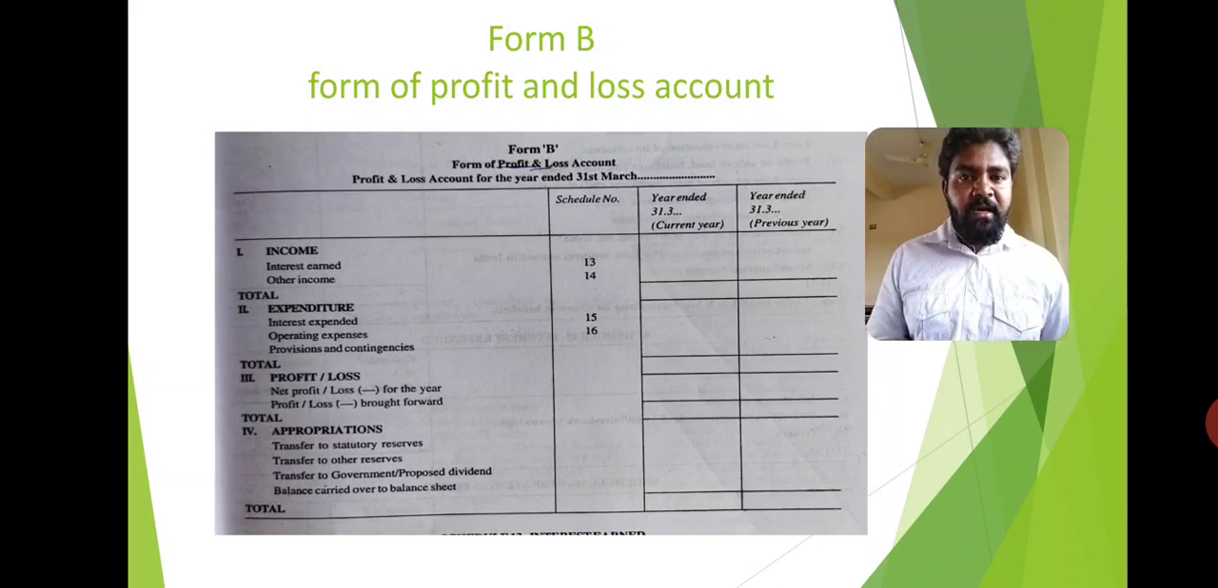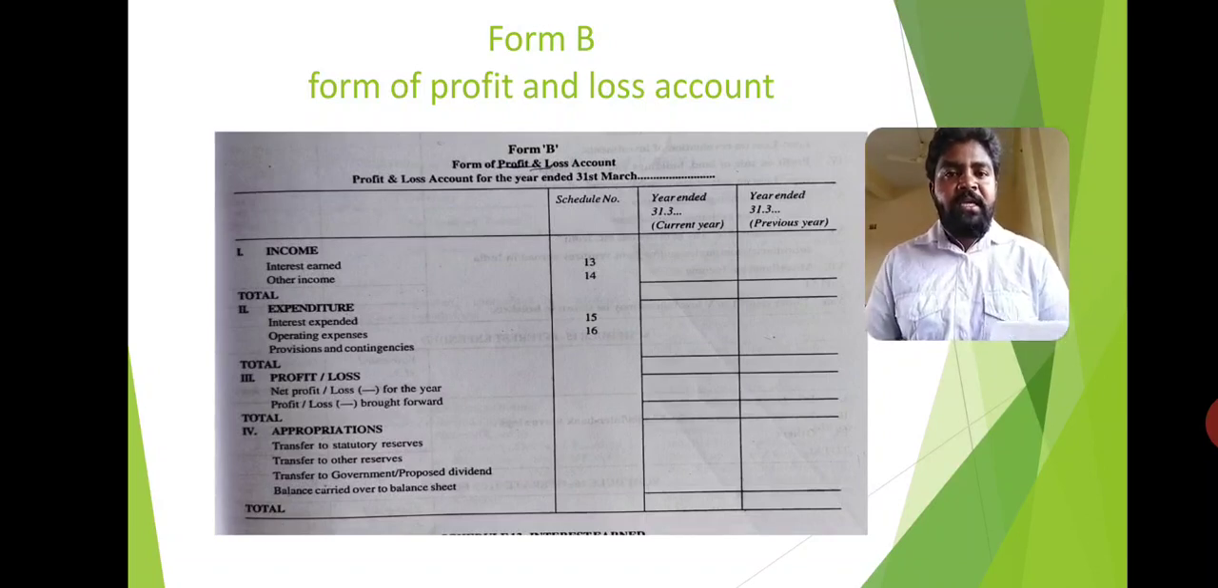Next, coming to the operating expenses. Operating expenses include payments and provisions for employees, rent, taxes, lighting, printing and stationery, advertisement and publicity, depreciation on bank property, directors' fees and allowances, law charges, postage, telegrams and telephone, etc. Then insurance, repairs and maintenance, and other expenditures are also examples of operating expenses. All these operating expenses we consider under schedule number 16, operating expenses.